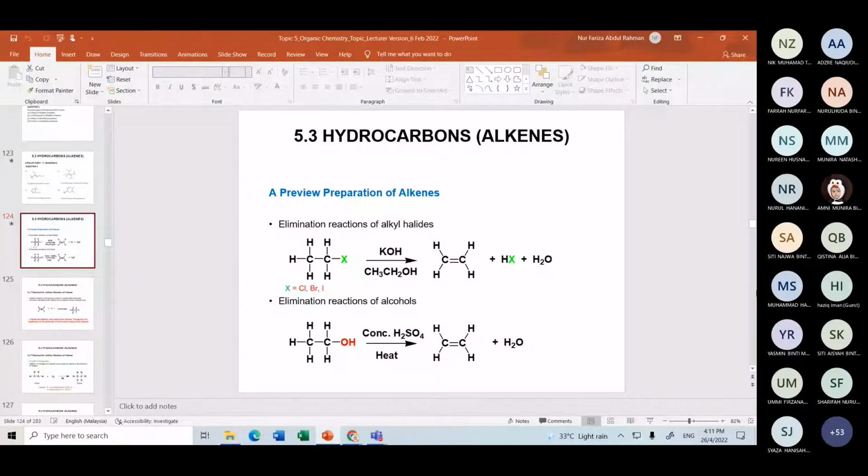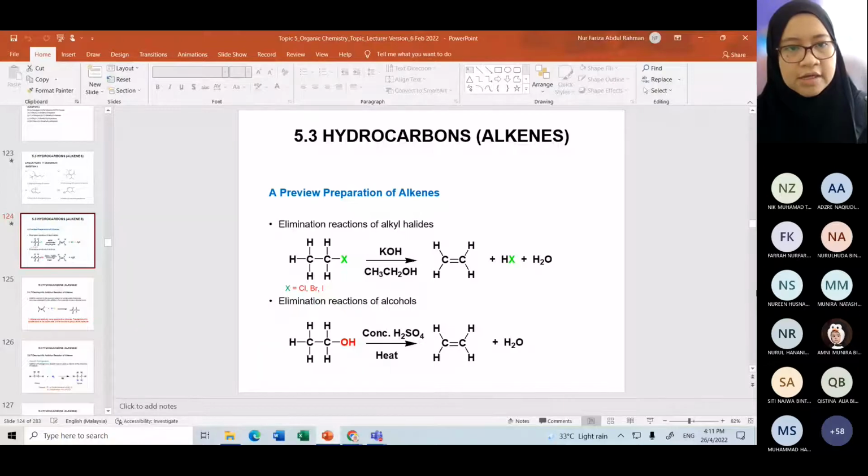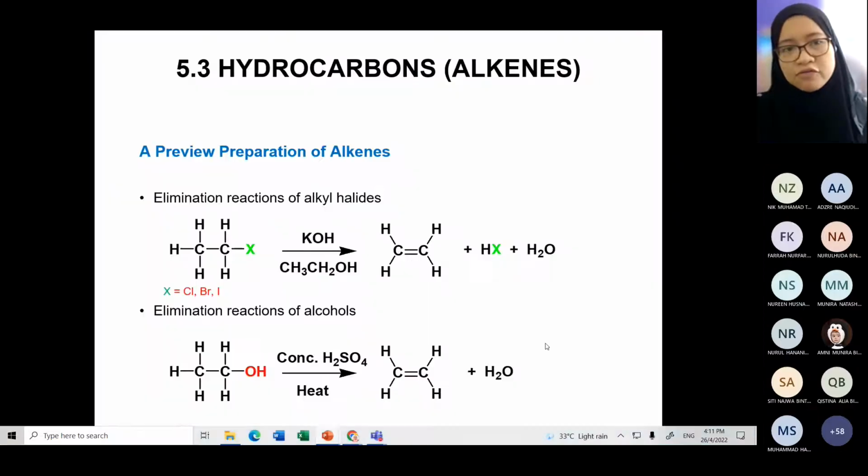So in yesterday's lecture, we started this subtopic of alkenes. First, we learned how to name alkene compounds, and next we will proceed with the reactions involving alkenes. A preview of the preparation of alkenes.